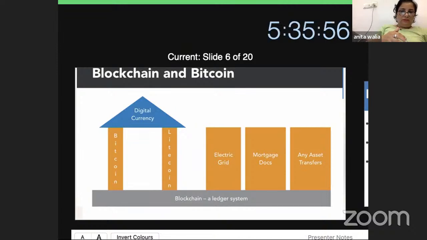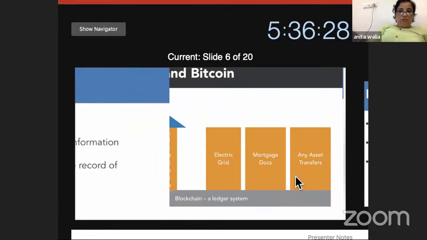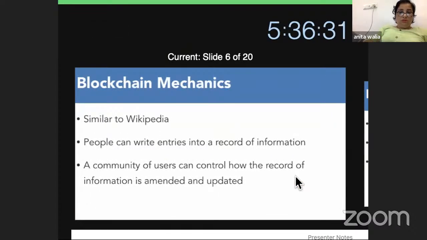So what blockchain does, it can transfer the asset from an electrical grid to stock to bond trading, everything. So it's not only for Bitcoins. It can be for stock, it can be for bond trading, it can be for electrical. It can be for any asset transfer. So blockchain in essence is similar to something like Wikipedia. And blockchain has that kind of characteristic of Wikipedia where people can write entries into blockchain systems and a community of users can control how that information is amended and updated. Blockchain just automates all the things and makes it easier, faster, simpler.